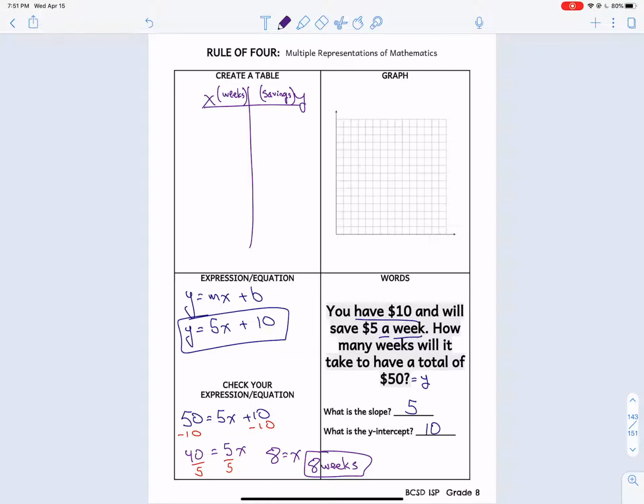Okay, and just choose a number. Again, whatever you want for x. You could do 0, 1, 2, 3. And then you're going to put those numbers right here in this equation. So if I put a 0 there, 5 times 0 is 0, plus 10 is 10. If I put a 1 there, 5 times 1 is 5, 5 plus 10 is 15. Okay, and then you can continue it from there.